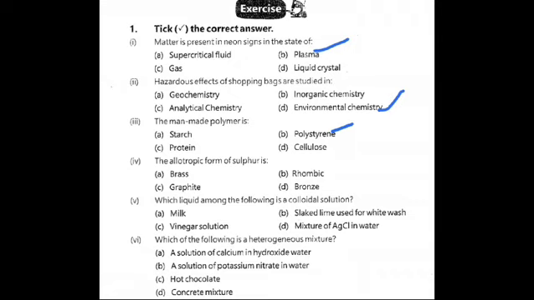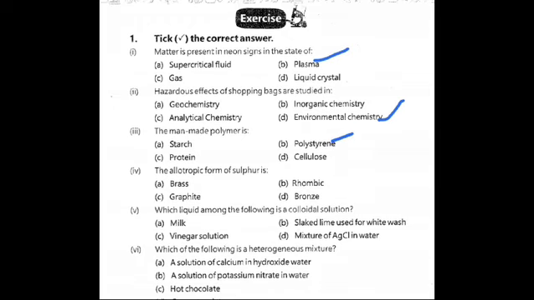Fourth MCQ is: the allotropic form of sulfur is brass, rhombic, graphite, or bronze. As we know, there are two stable allotropic forms of sulfur, which are monoclinic and rhombic. So the right answer is B, rhombic.